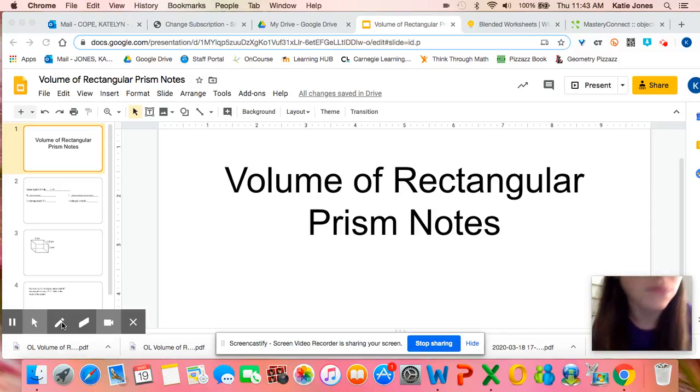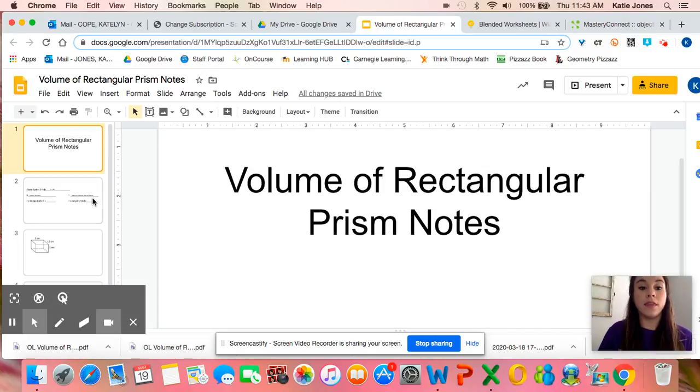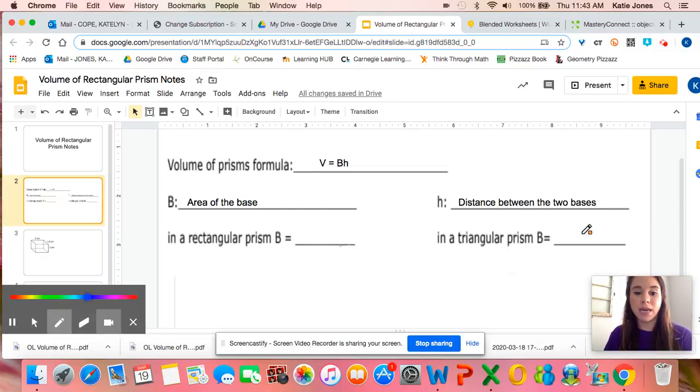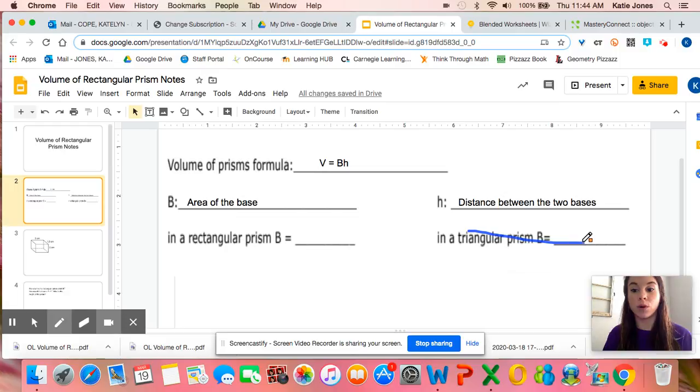All right. So the formula for a prism, because we will eventually learn about triangular prisms, but today you guys don't have to worry about that. We'll get into that in a few days.